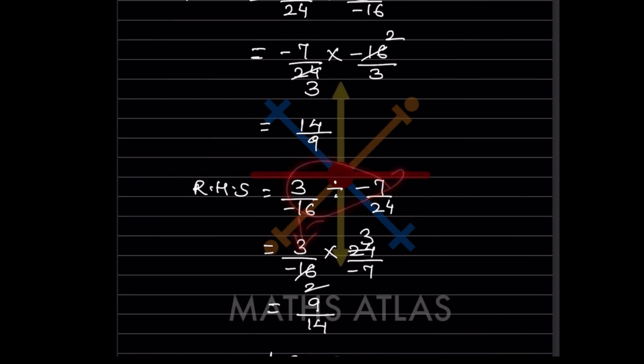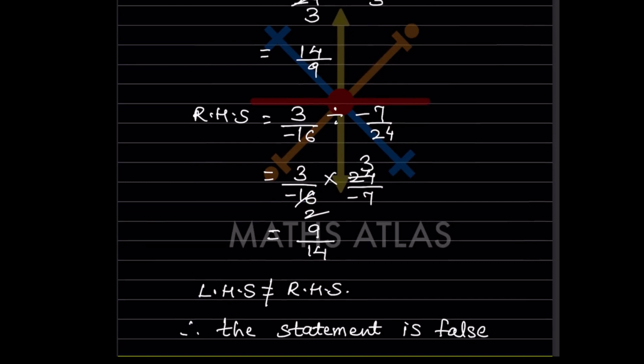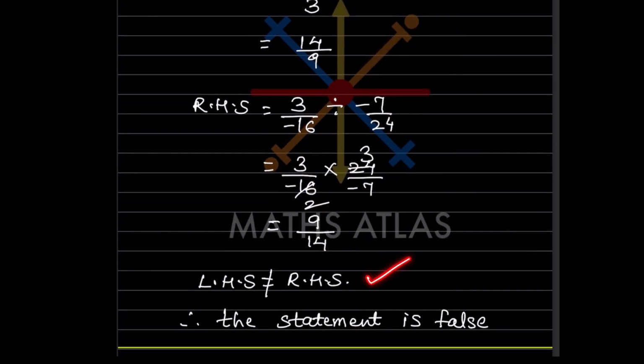This will be the same. This will get multiplied, so this is going to get flipped over, 24 by minus 7. So here will be 8 threes are, 8 twos are. This will be 9, and this is going to be 14, minus minus becomes plus, so 9 by 14. 14 by 9 and 9 by 14. So what we can say, LHS is not equal to RHS. So the statement is false.